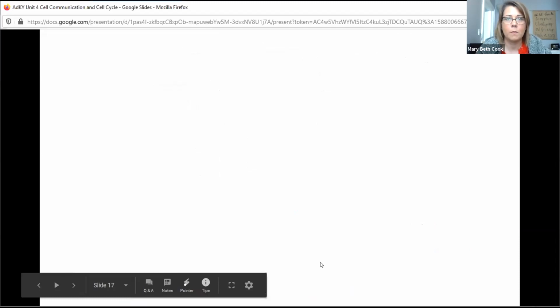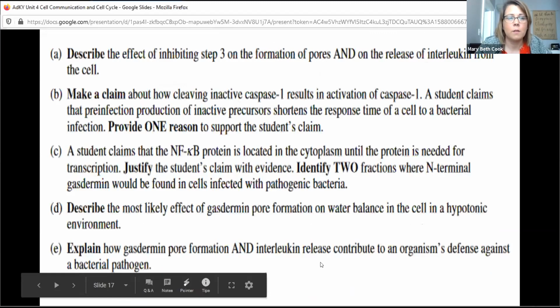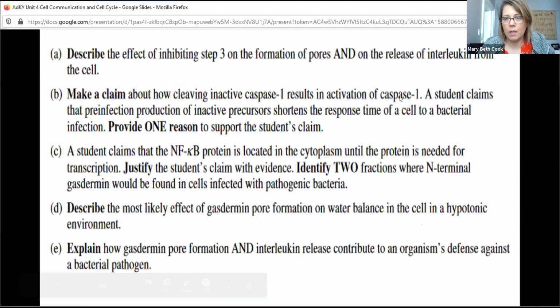All right, so for part B, they want you to make a claim about how cleaving the inactive caspase results in an activated caspase. So again, just about a sentence, you're making a claim on how cleaving or cutting the inactive caspase results in it being activated.